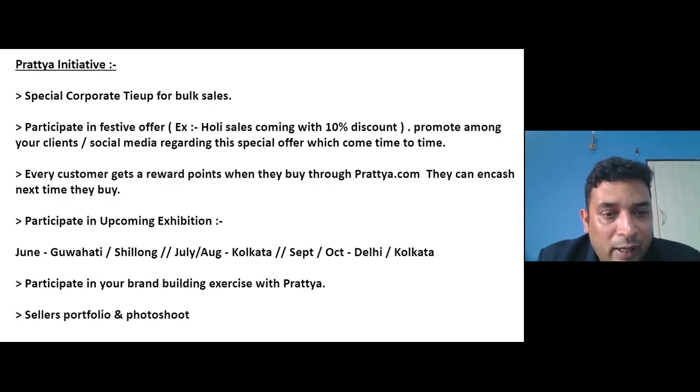Now, we have a couple of upcoming exhibitions happening. We already ran exhibitions a few days back in Calcutta. One in June we will be doing in Guwahati and Shillong. We were supposed to do an exhibition in Calcutta in April, but because of the election we have postponed that. In July, August we are planning to do one in Kolkata. In September, October, before the puja, there will be simultaneous exhibitions in Delhi and Calcutta. So these are the exhibitions where you can participate and increase your sales.